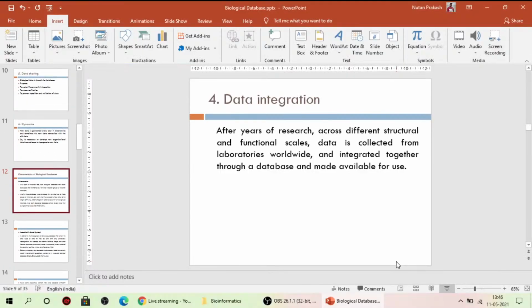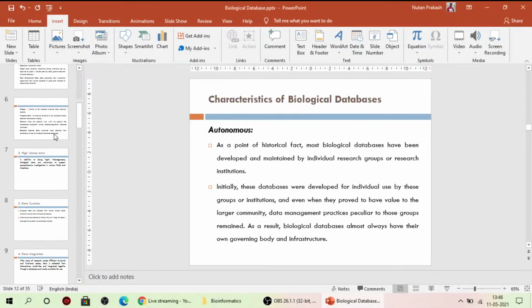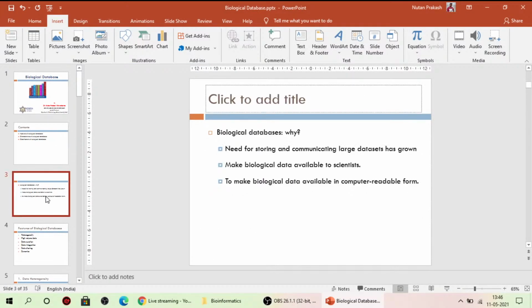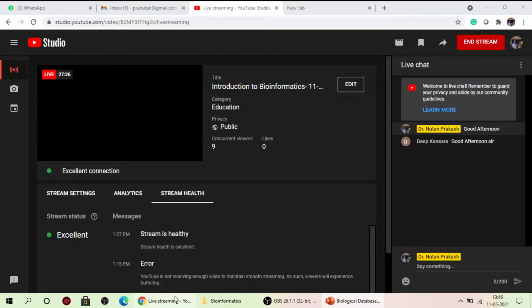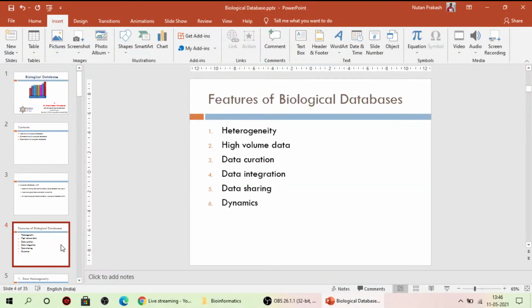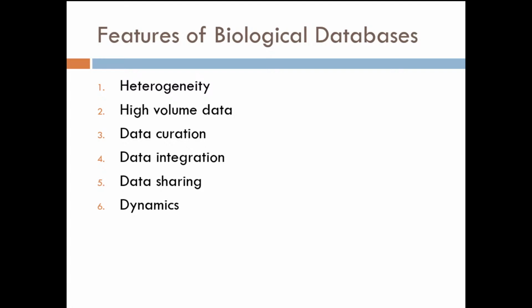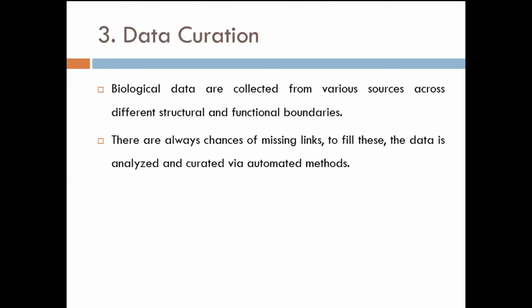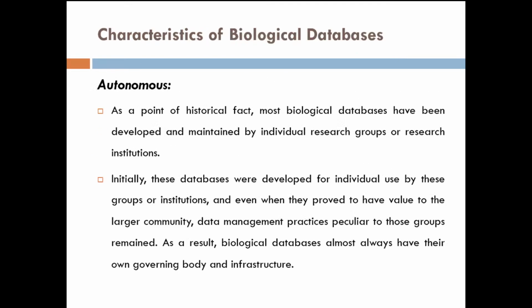So what are the characteristics? Whatever I told you in the 6 points, those are the features of the biological data. Now we are going to talk about the characteristics, the features of the biological database. The number one feature is heterogeneity, that we talked about. What are the characteristics?